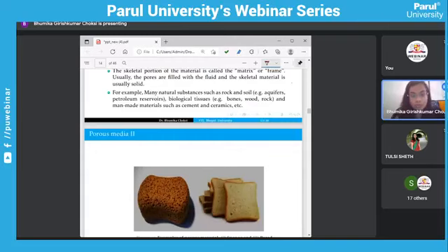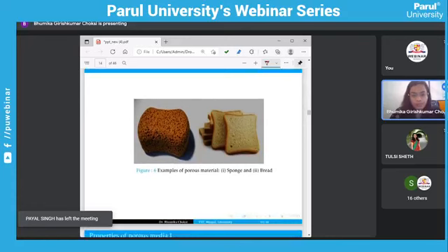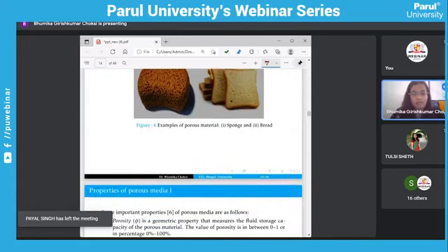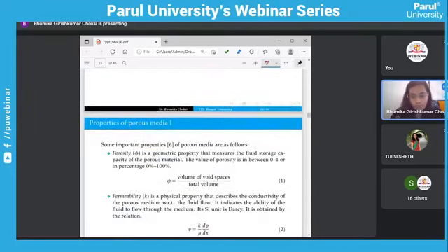whatever the portion, the word is skeletal portion, you can see we are calling it the matrix, and the pores are most probably filled with fluid. Most probably fluid, it can be gas. You can see in bread it is gas. Okay, so it is not necessary that it should be liquid only. So this is called porous medium, and fluid flow through porous medium.